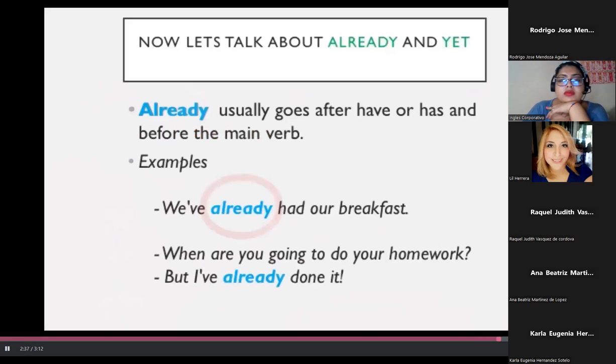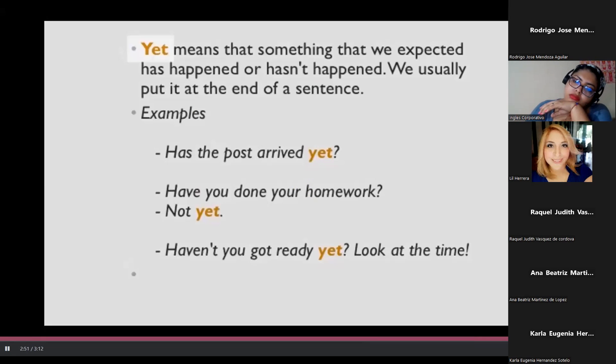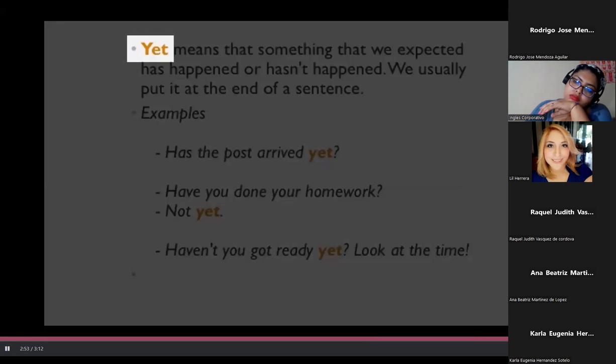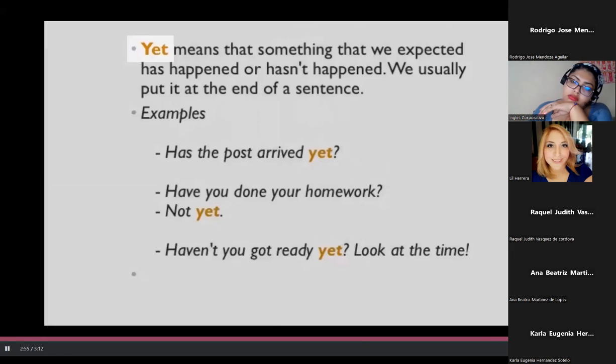Now let's talk about already and yet. Already usually goes after have or has and before the main verb. Examples, we have already had our breakfast. When are you going to do your homework? But I've already done it. Yet means that something that we expected has happened or hasn't happened. We usually put it at the end of a sentence.